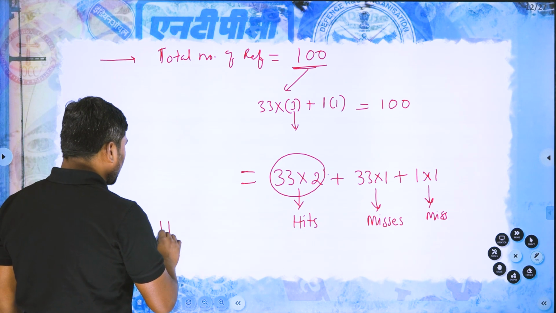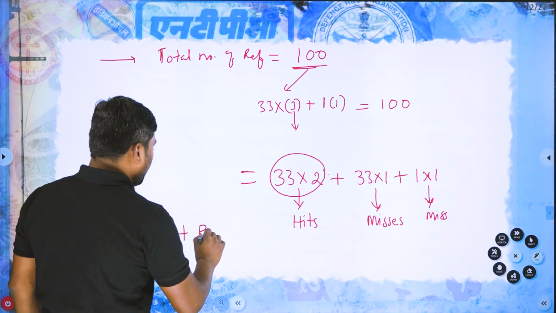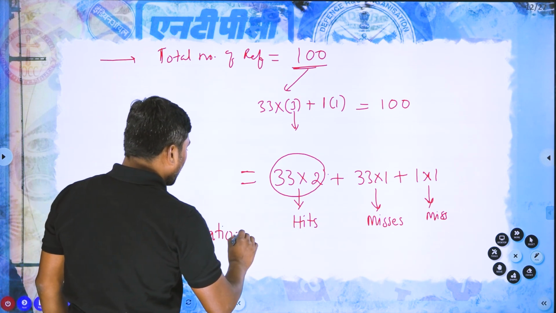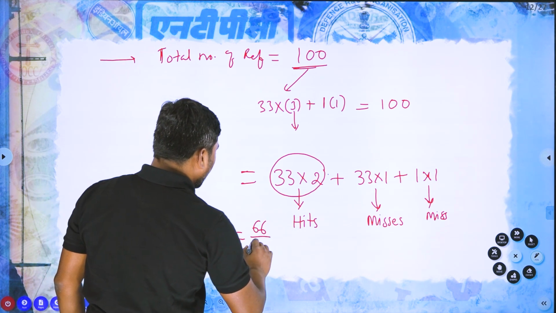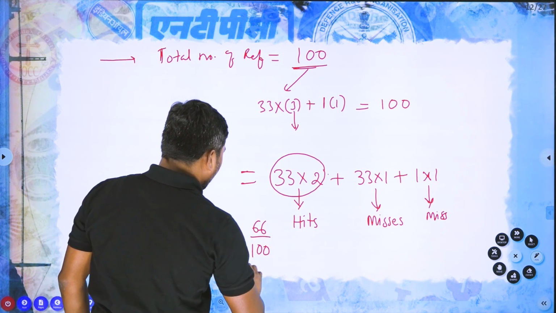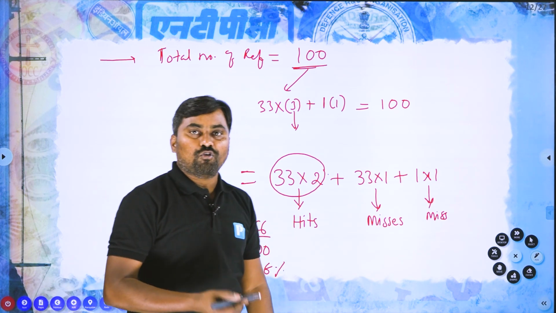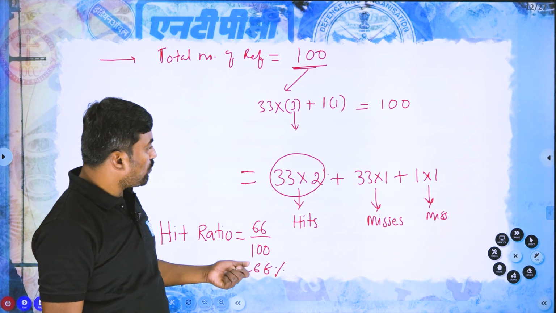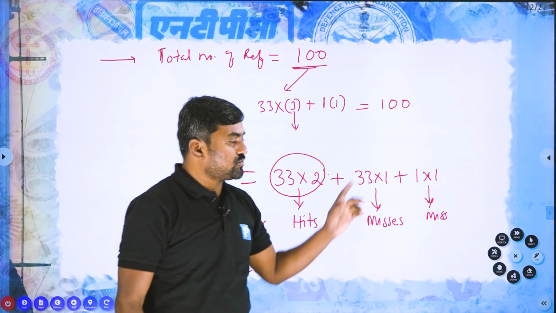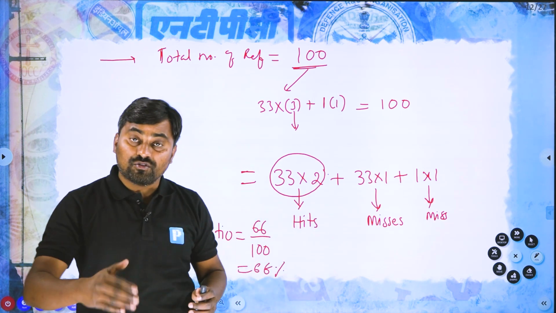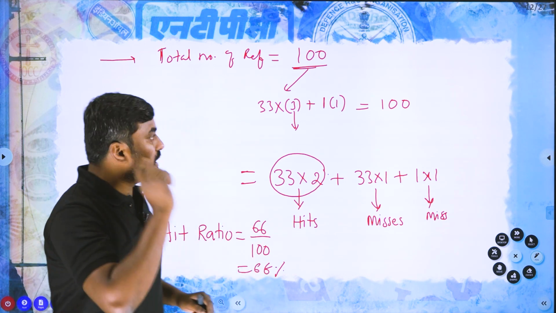If I ask the question, what is the hit ratio? Total number of hits, 66, divided by total references, 100. This is going to be 66%. What is the miss rate? It will be 34%. Am I right? 33 plus 1, 34%. This is the way we can understand. I hope you're getting my point.